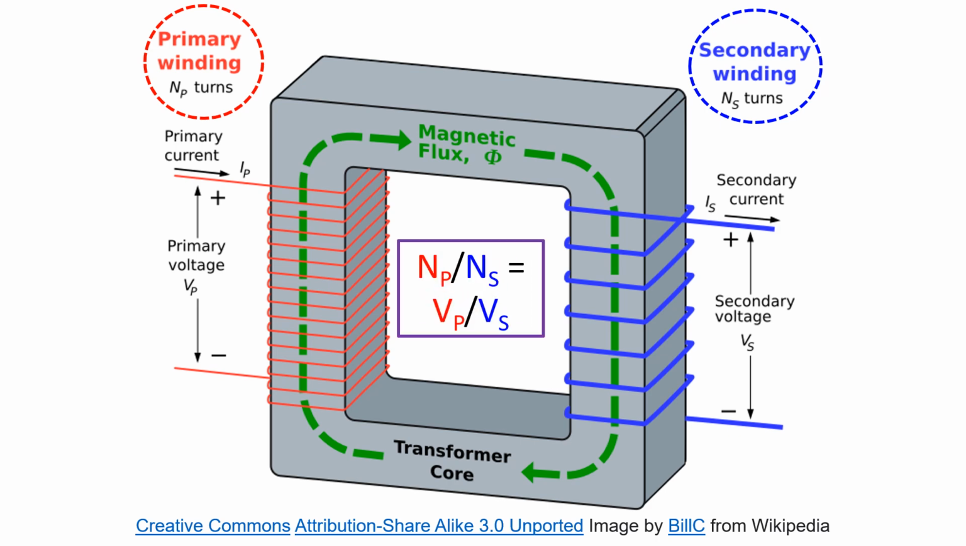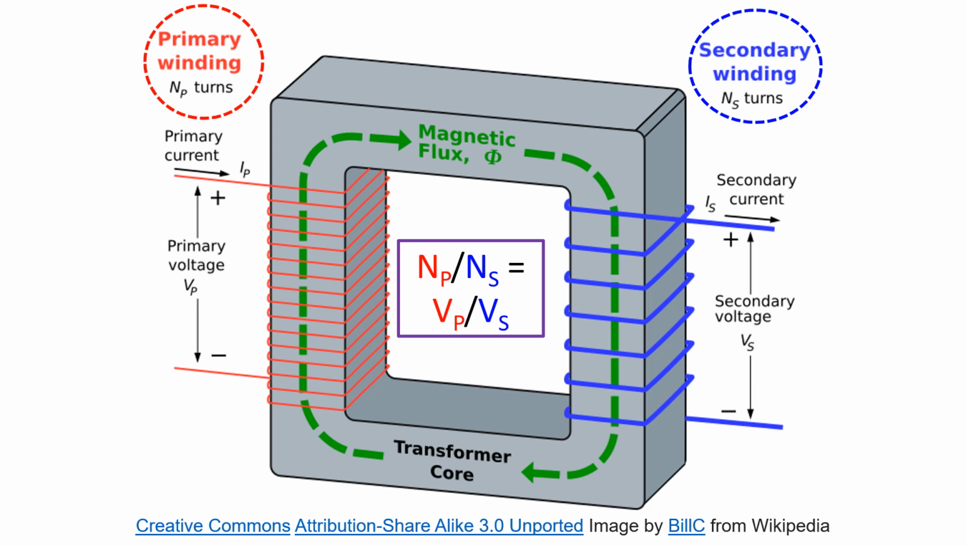The ratio between the turns of primary winding and secondary winding will determine the change in voltages between the two windings. Here you can see that primary winding has more number of turns than the secondary winding. So this will act as a step down transformer. It will decrease the voltage which is given to the primary winding as a lower voltage in secondary winding.